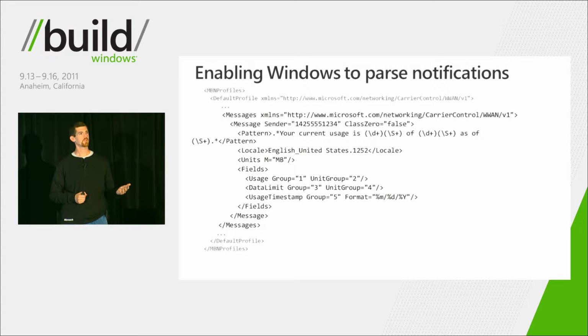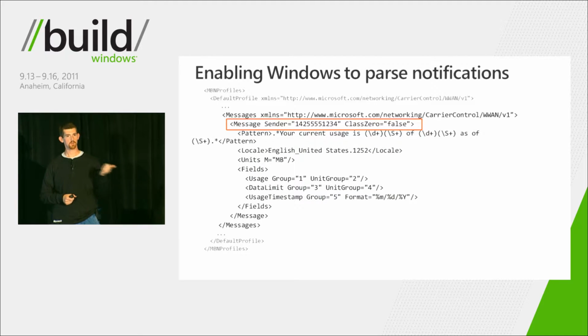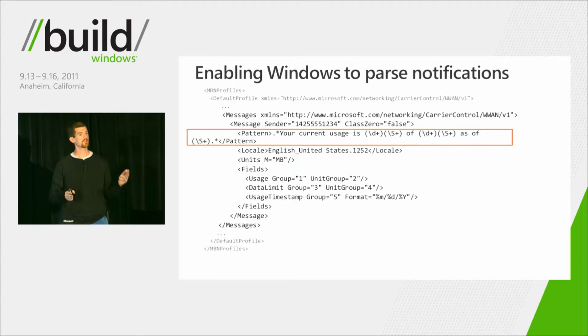Now, if you want Windows to parse the notifications for you, that's obviously not something that we can magically know the format of the messages. So in the provisioning file, you describe them to us. We have to know who the message is coming from. So we get the sender and whether or not to expect it to be a class 0 SMS. You tell us what the message looks like and what the fields are so that we can parse it. So here we see the message is going to be something that contains the string your current usage is, and then five fields telling us usage, cap, and what the timestamp was on that usage.